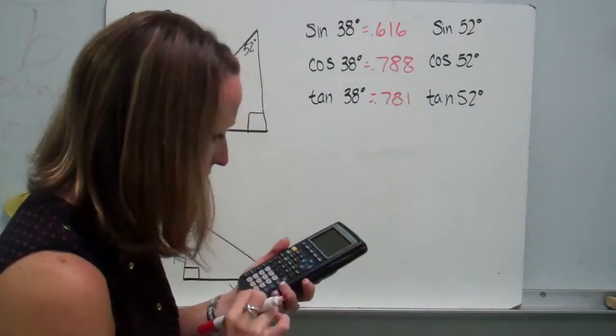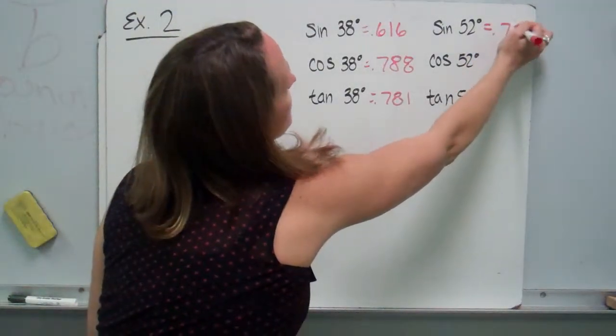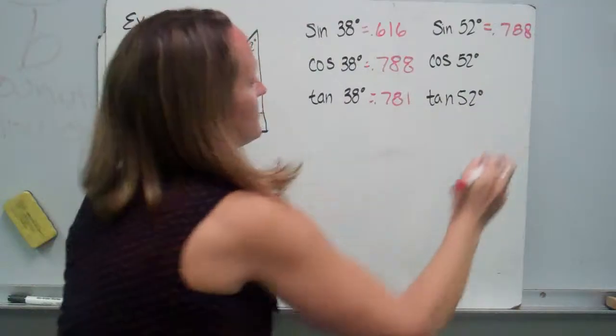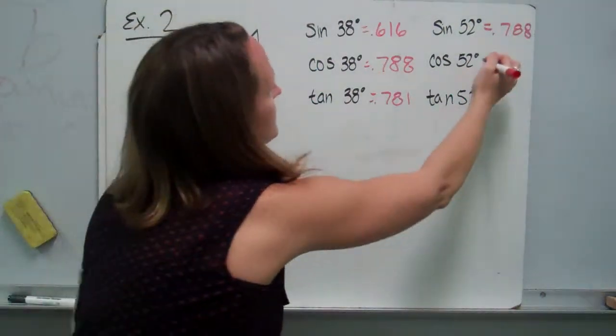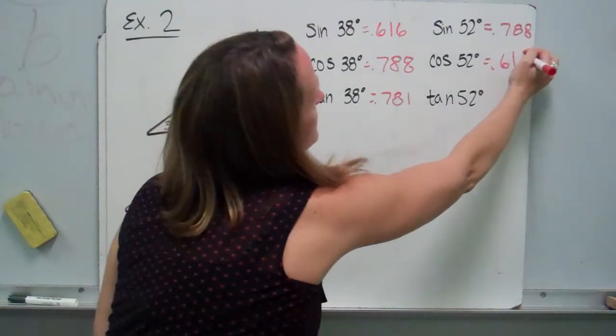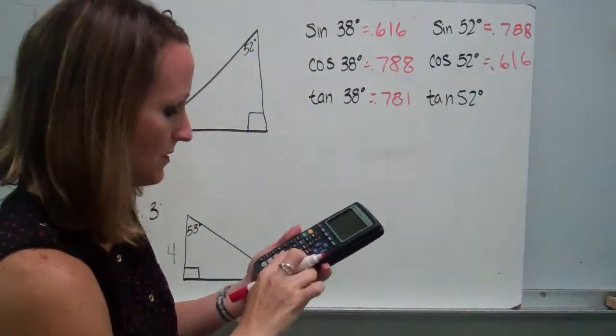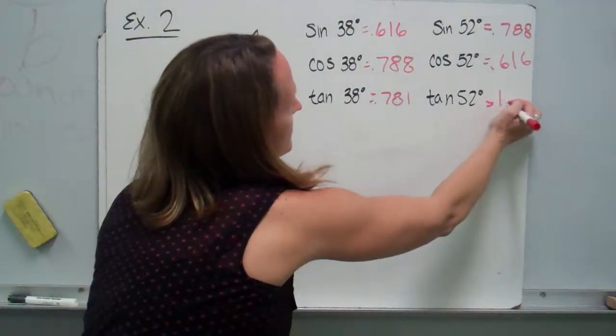Now we can do the same thing with 52. We do sine of 52, and you'll notice that much like when we did the ratios, they're going to come up and be opposites, just like before.